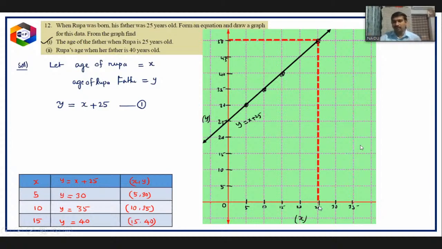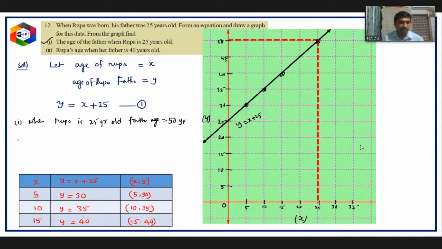This is a simple question, as we know, because there is a gap of 25. But in the question it is asked from the graph, so this is the method we have to adopt, no doubt at all. So a 25-year gap means when she was 25 years, automatically plus 25, so 50 years will be the father's age. So that answer should be mentioned. First question answer: when Rupa is 25 years old, the father's age is equal to 50 years.